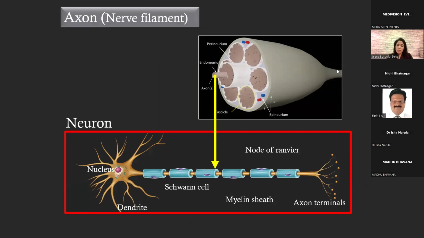composed of a cell body, which has a nucleus, and then there are outpouchings called dendrites. And the axon is this long filamentous structure arising out from the cell body. And the distal end is known as the axon terminals. And each of these axons in the peripheral nerve are covered with myelin sheaths, which are formed by Schwann cells. And there is a gap in between the Schwann cells, which are known as the nodes of Ranvier. And it is these axons which are responsible for the conduction of nerve impulses.